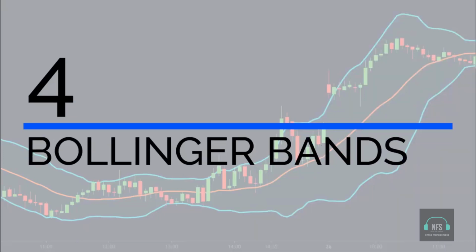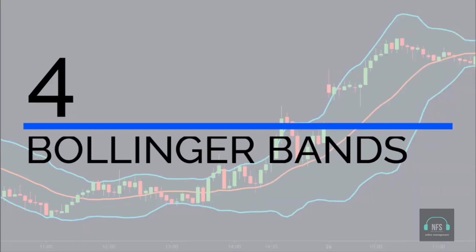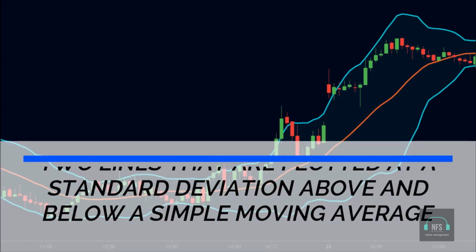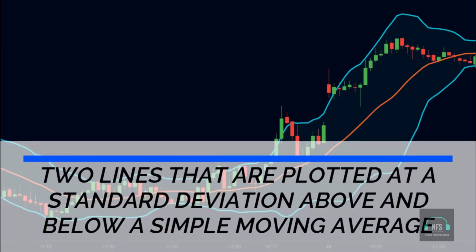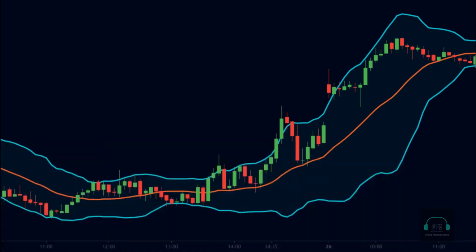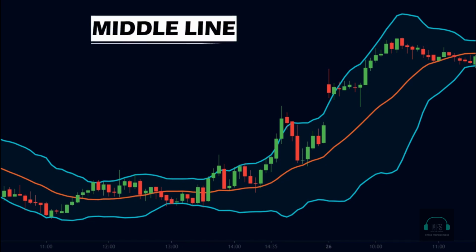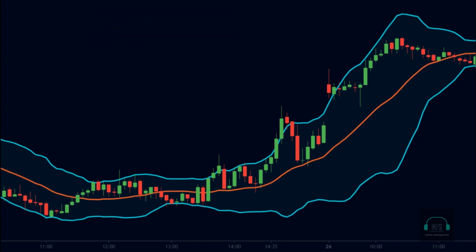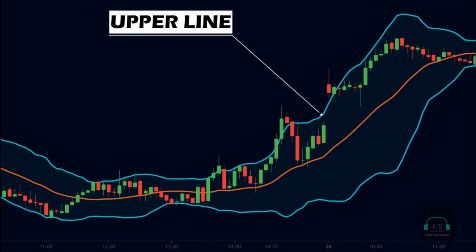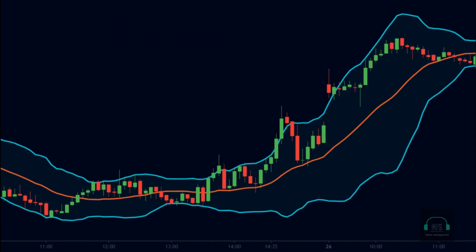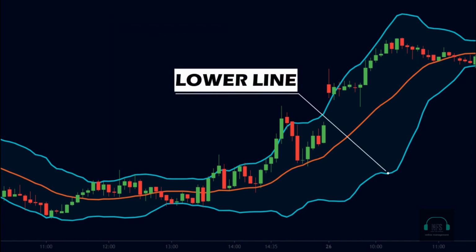This brings us to the fourth indicator, that is the Bollinger Bands. Bollinger Bands are two lines that are plotted at a standard deviation above and below a simple moving average. This means that the Bollinger Bands consist of 3 lines. The middle line is nothing but a simple 20-period moving average. The upper line is calculated by adding 2 standard deviations to the moving average, that is the middle line. The lower line is calculated by subtracting 2 standard deviations from the moving average.